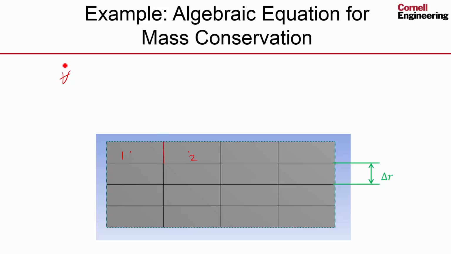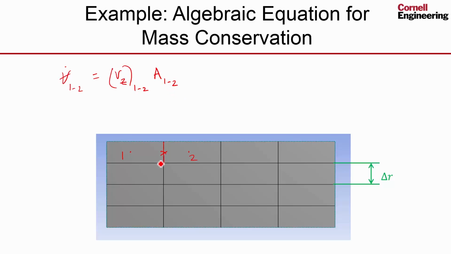So we had V dot crossing the face between cell 1 and cell 2 is equal to the average velocity at that face, or actually the value at the center of the face. In this case, that's going to be an axial velocity, so I'll denote that as V sub z at the face times the area of the face.